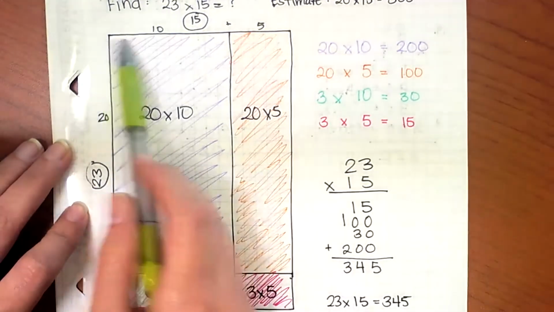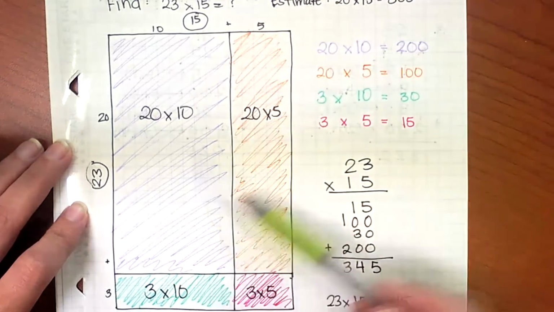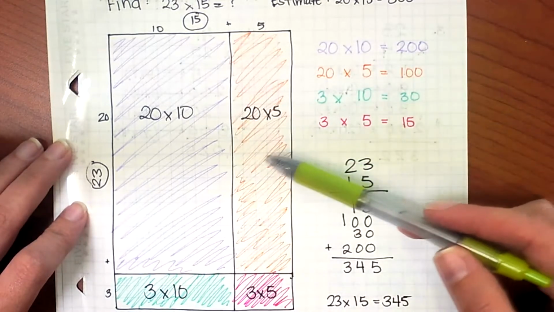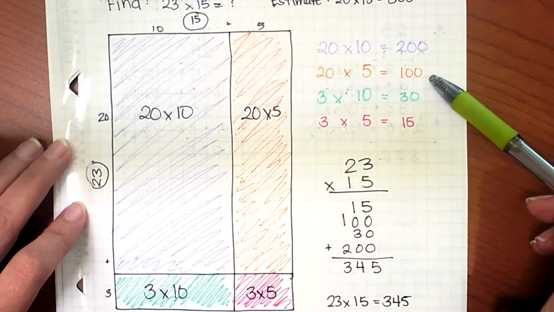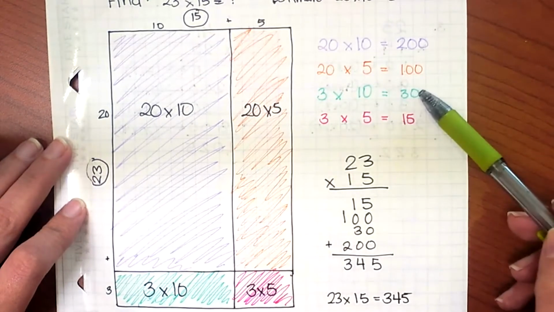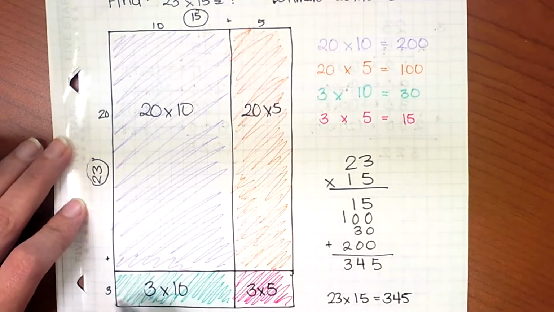So 20 times 10 for this section, and I wrote it over here. So this section I colored in purple. I wrote it in purple over here. 20 times 5, I did in orange, so I put it in orange over here. 3 times 10 is green, and then 3 times 5 that I did in the pink.